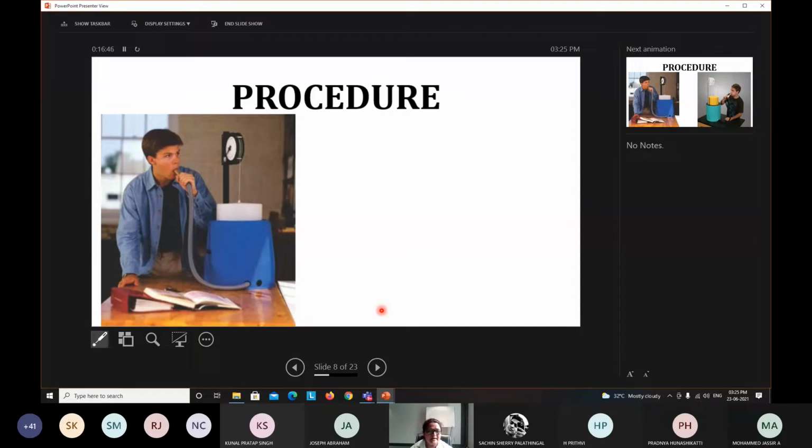To record vital capacity, the instruction given is: first he has to breathe normally twice or thrice. Then he has to take a deep breath, inhale deeply. After clamping the nose, keeping the mouthpiece inside, blow out completely, forcefully, as soon as possible. He should blow out the complete air.